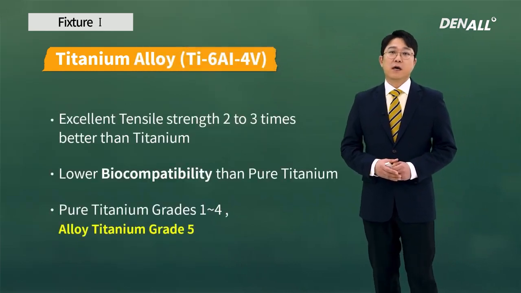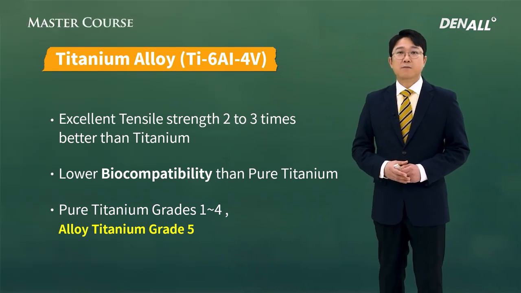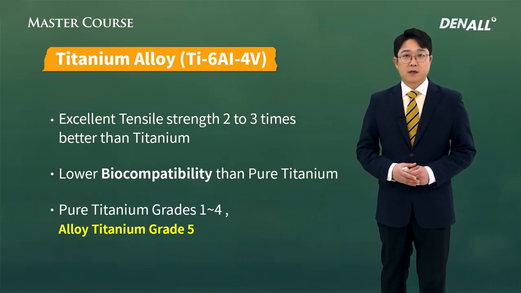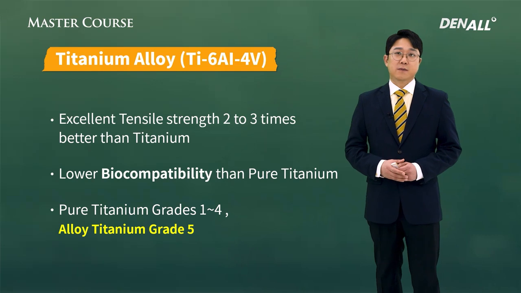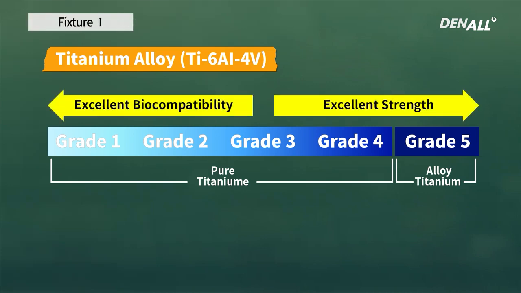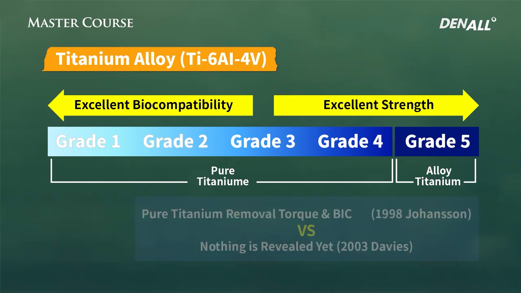People used to think pure titanium can be used only, but as a higher strength material is required for implants, titanium alloy with aluminum and vanadium was developed. So grades 1 to 4 are pure titanium, and grade 5 is titanium alloy. From grade 1 to grade 5, in that direction, the strength goes up, but biocompatibility decreases. On the contrary, as you go toward grade 1, strength goes down, but biocompatibility increases.